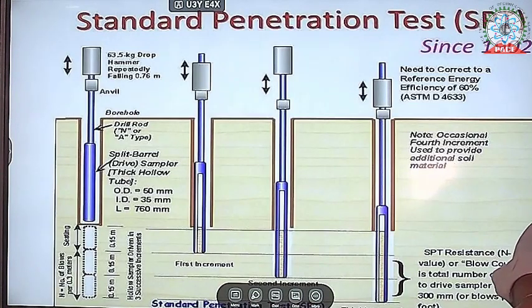It will have first a seating drive of 150 mm, which is not counted for taking the penetration values. That is called the seating drive. Next, after the seating drive, the blow count is the total number of blows to drive the sampler for the last 300 mm, or blows per foot. So that is measured in the SPT. The first increment is the seating drive, and the second and third increments give the penetration value.